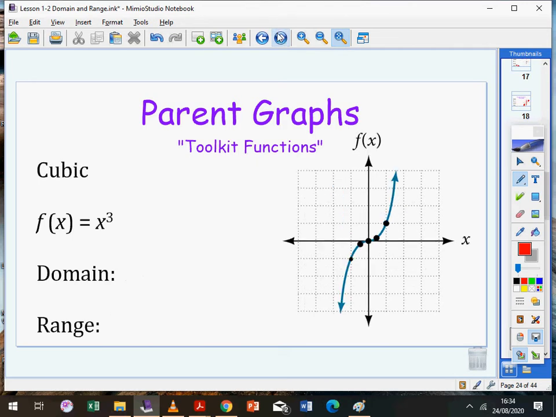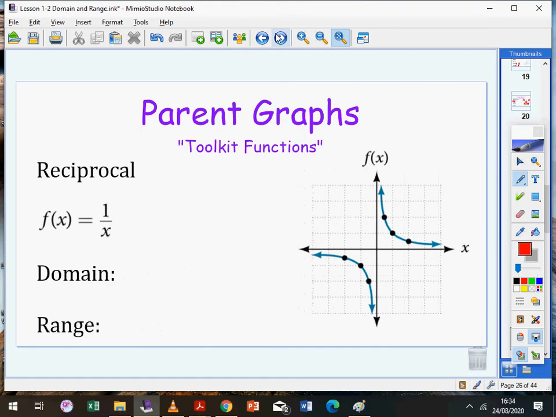Another type is the cubic graph. Again, following the same idea, continuing indefinitely, so that's simply going to be negative to positive infinity for both the domain and the range. The reciprocal graph.